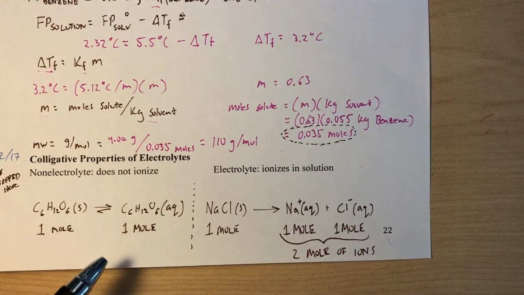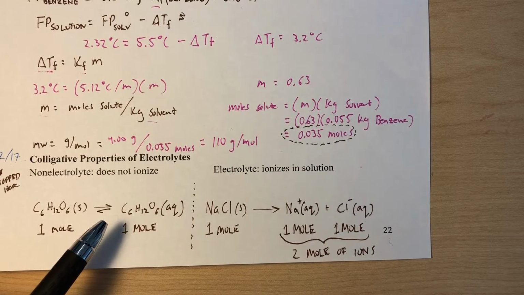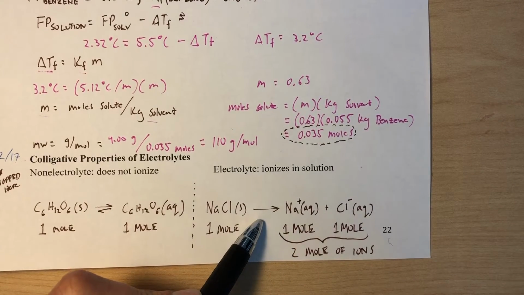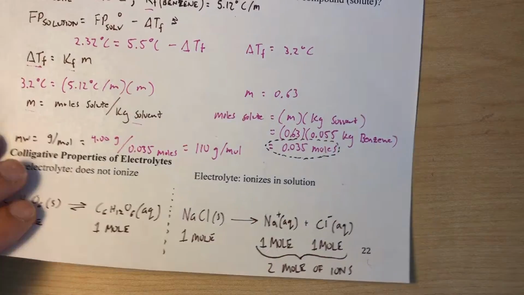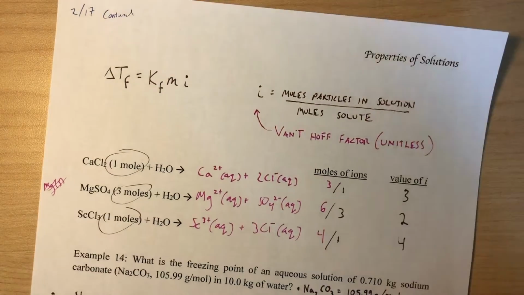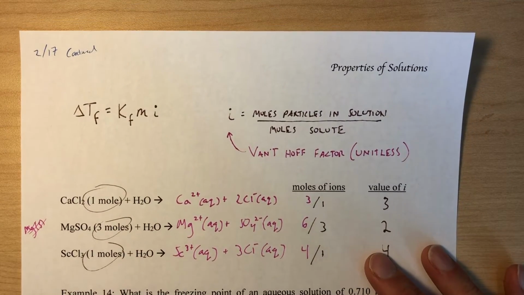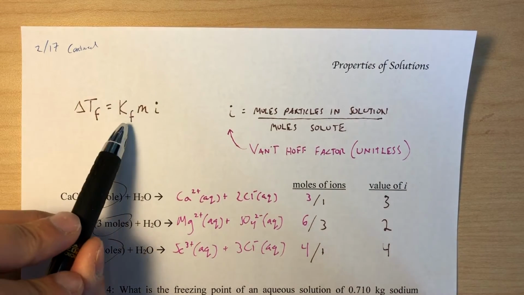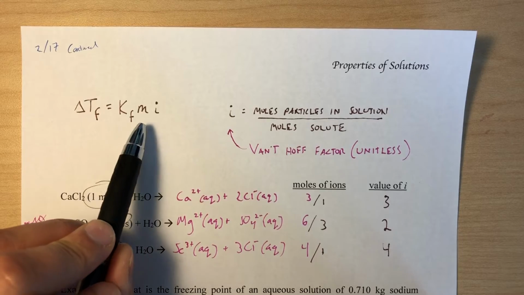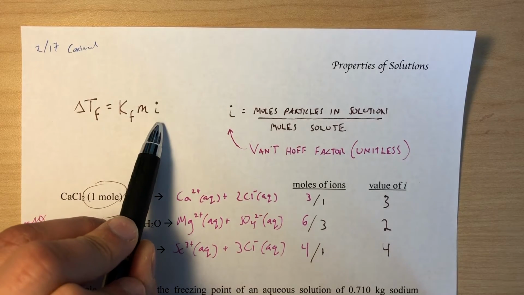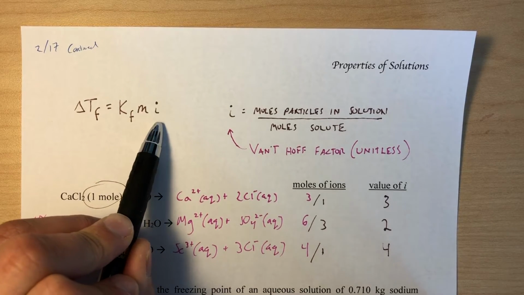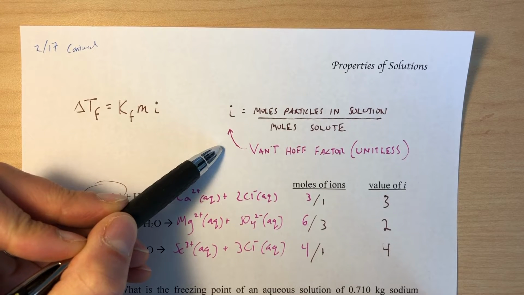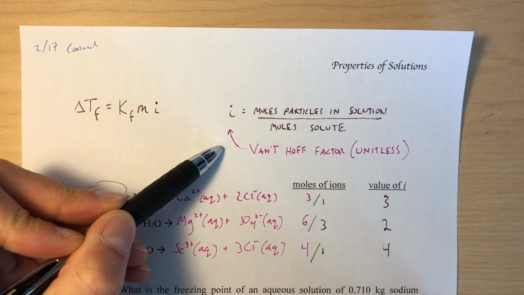The way that you determine the freezing point depression of a non-electrolyte solute and an electrolyte solute is very different. When you have an electrolyte, you have to use a different equation, and that includes something called the Van't Hoff factor. So our delta T sub F equation changes a little bit, and is now equal to K sub F times m, molality, times i, the Van't Hoff factor. The Van't Hoff factor is unitless and is equal to moles of particles in solution divided by moles of solute.